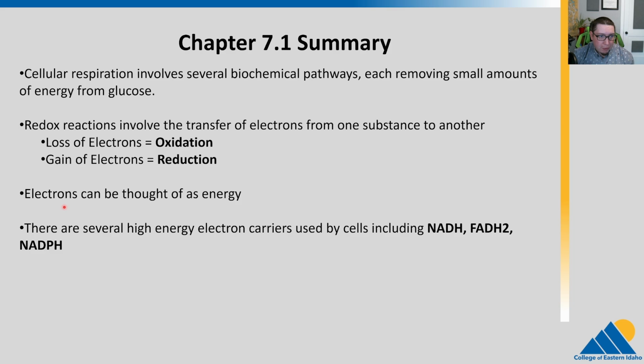They have energy. We talked about some high energy electron carriers. We will see those in the process. They are NADH, FADH2, and NADPH. These all have the electrons on them. Remember, they're co-conspirators, I guess. NAD+, FAD+, and NADP+ all are lacking electrons and can accept them, and they cycle between those two states.